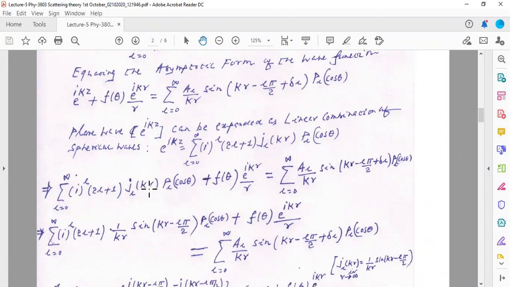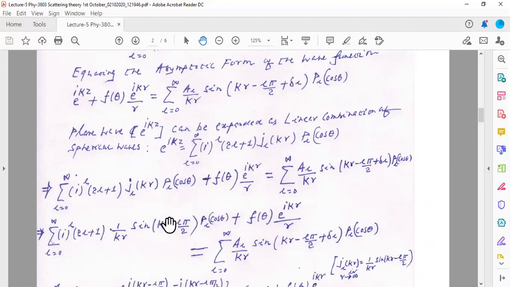So when kr is rho, and rho tends to infinity, I can write it as 1 upon rho times sine of (rho minus l pi by 2). This is the expression you see here: j_l of kr is 1 upon kr times sine of (kr minus l pi by 2). This is the definition when r tends to infinity. So I write this expression here: i to the power of l remains as it is, (2l plus 1), and j_l of kr I am writing as 1 upon kr sine of (kr minus l pi by 2), times P_l of cos theta.